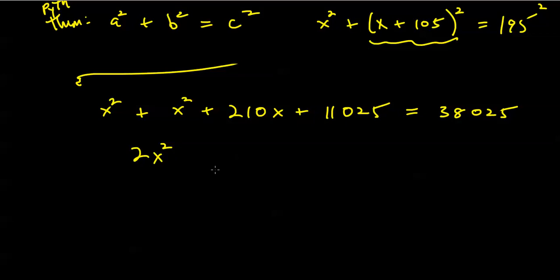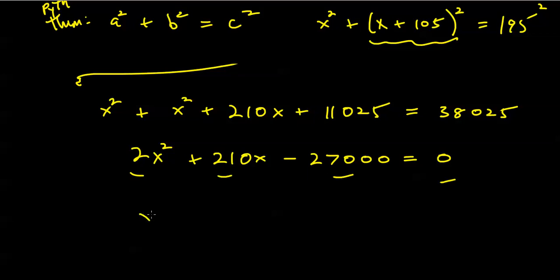Well, x squared plus x squared on the left is 2x squared plus 210x, no other x term. I'll just subtract 38025 from both sides, and I end up with minus 27,000 equals 0. So this is a perfect setup for the quadratic formula now, but I notice first that everything's divisible by 2, including 0, so let me clean things up a little bit. Divide all terms by 2. Get the magnitude of these numbers down as much as I can before I plug in to the quadratic formula.